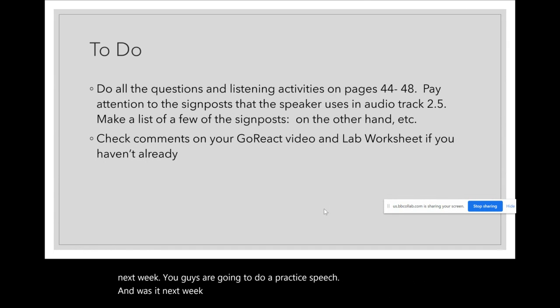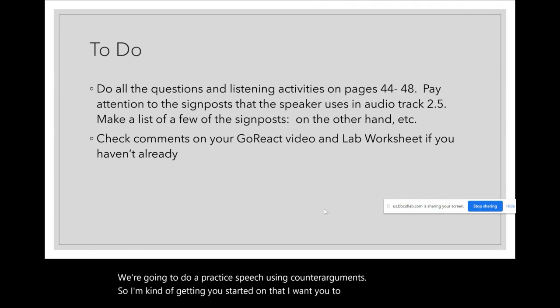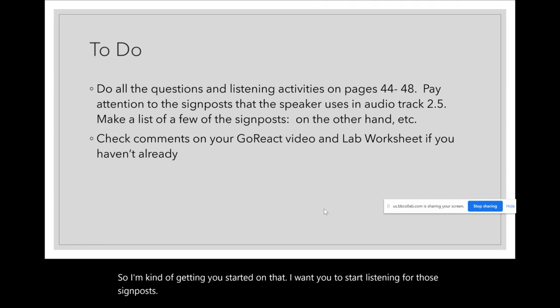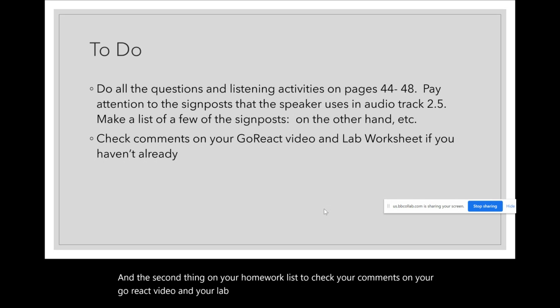Next week you'll do a practice speech and prepare for your next quiz that's coming up when we finish this unit. So we're going to do a practice speech using counter arguments. I'm kind of getting you started on that. I want you to start listening for those signposts. And the second thing on your homework list is to check your comments on your Go React video and your lab worksheet if you haven't already.